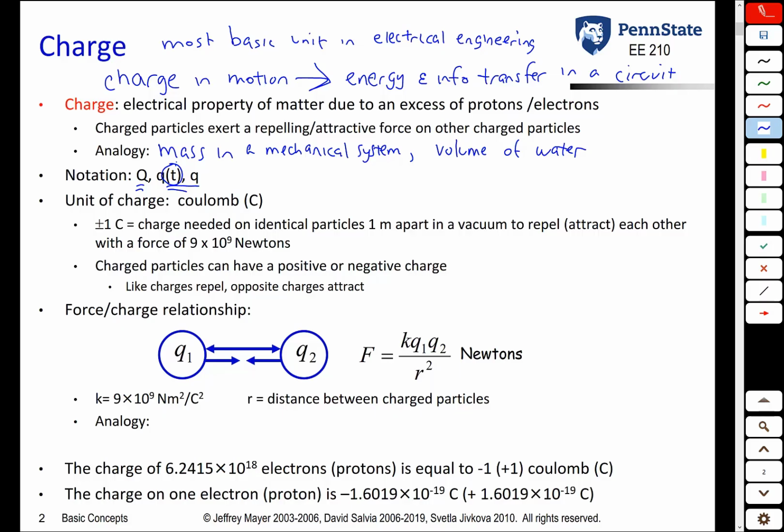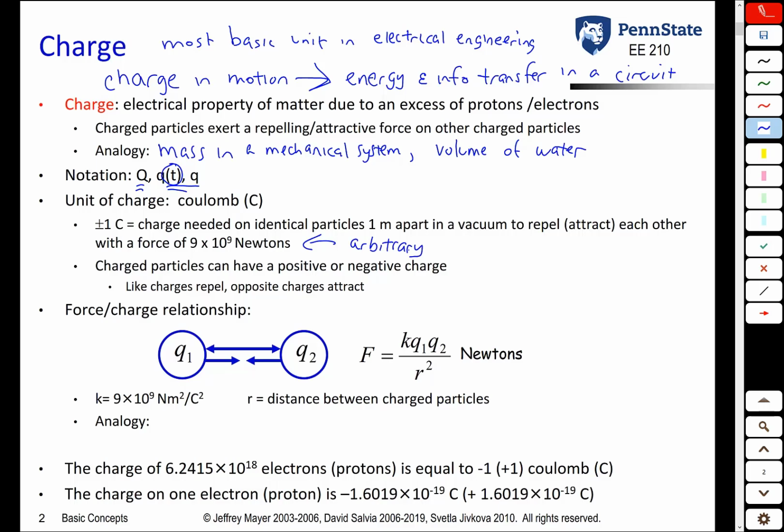The definition for coulomb seems somewhat arbitrary. 1 coulomb, either plus or minus 1, is the charge needed on identical particles 1 meter apart in a vacuum to either repel or attract each other with a force of 9 times 10 to the 9 newtons. Once again, this seems extremely arbitrary, but it is the definition that we use for coulombs. So what do we mean by this definition? The distance between them, as I mentioned earlier, squared. When you have atoms that have either an excess of protons or electrons, so they exhibit electric charge, they can either be attracted or repelled from one another.